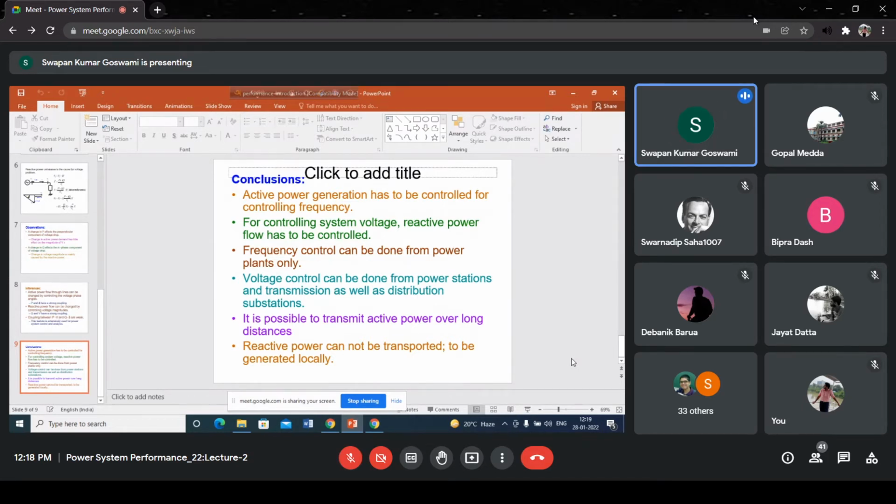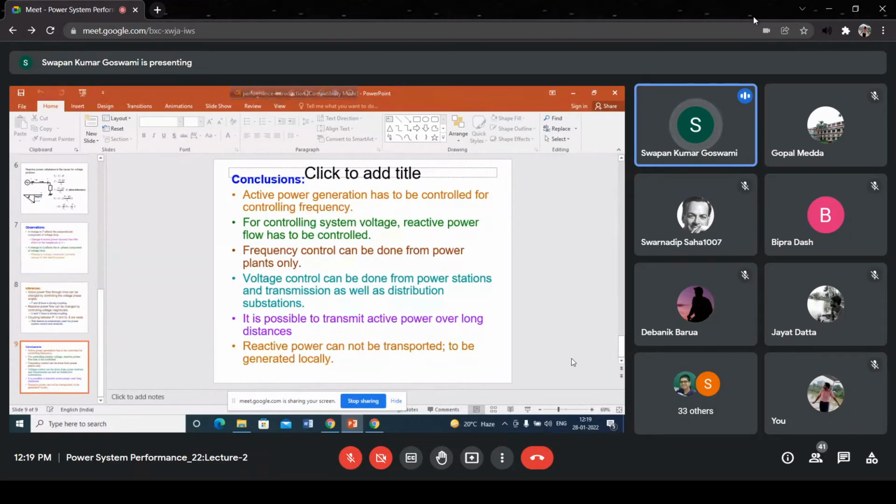Also, reactive power supply is possible from outside the power station, that is, from transmission as well as distribution substations. You can install reactive power generators and consumers, reactors, capacitors, all these things at the substations, both at the transmission level and distribution level. So from there also voltage control is possible.